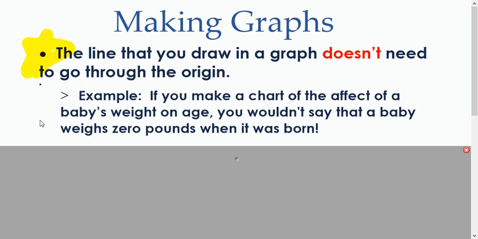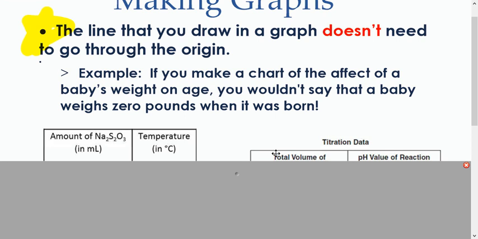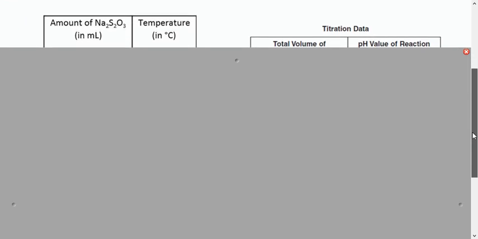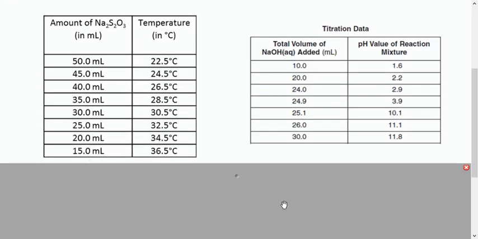So it might not make sense to start your graph at 0, 0. I'm going to show you a couple examples of data sets. Typically when you're graphing, you have some kind of data, and you think about where you'd want to start this graph. So if I was going to plot this data right here, you're looking at an amount of some salt, in milliliters, versus the temperature. So some amount of salt is changing the temperature.